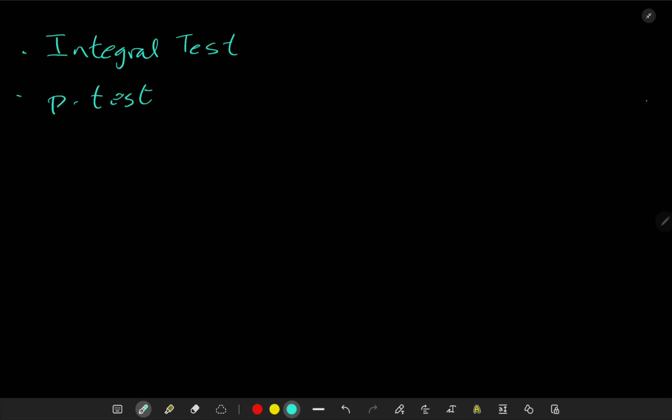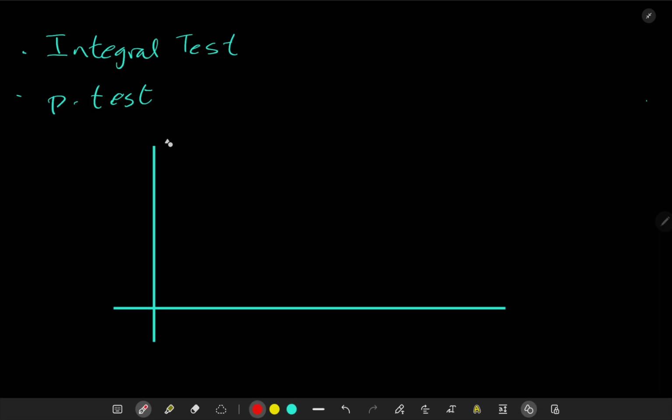So to motivate the idea of the integral test, let's imagine that we have a function that is decreasing and continuous from 1 to infinity. This is going to be my y, this is going to be my x, and this is going to be the function y equals f of x.